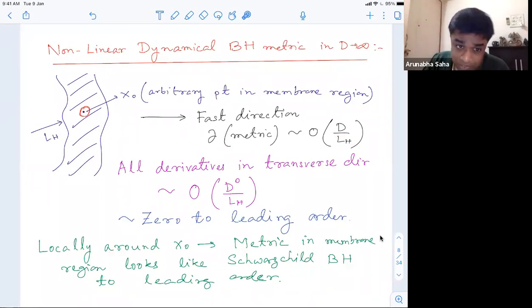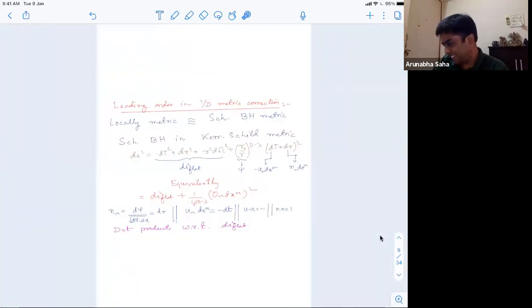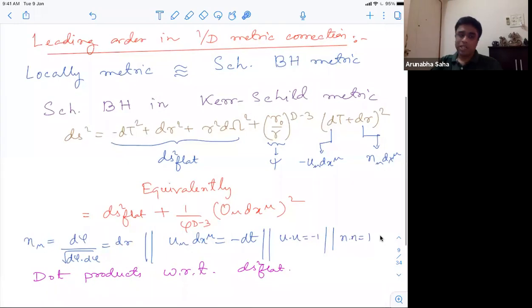Now, every other derivative acting on the metric, which is not along this direction away from the horizon, is order 1. So to leading order in large D, this is order D, this is order 1, so this can be thought of as constants. So to leading order in large D, every point locally around this point X naught, the metric around this region resembles that of the Schwarzschild black hole. And hence one can use that phenomenon to correct for the black hole dynamics to higher order.